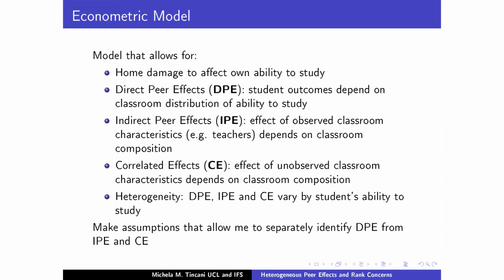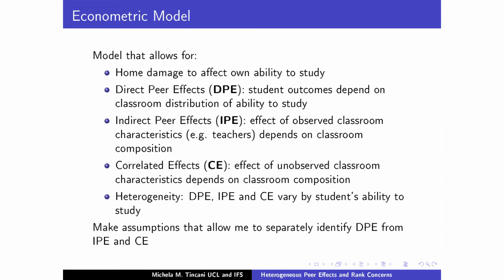So that is the fact that when you change a composition of students, other things about the classroom might change. For example, teachers might teach differently. So it is a peer effect, but it's indirect. It's mediated through the teacher.